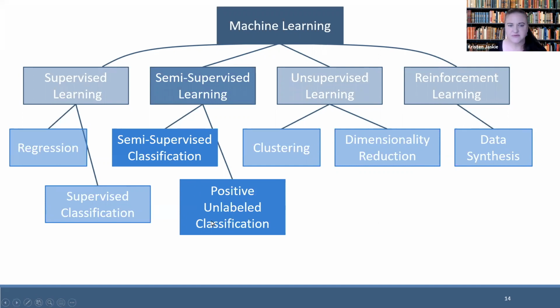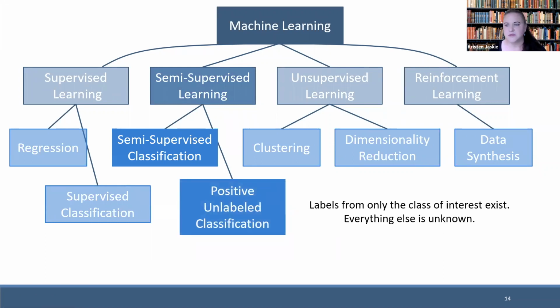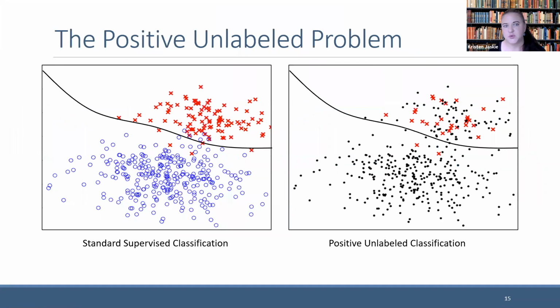We call this positive unlabeled because we have some positive labels and a lot of unlabeled data that we want to classify. So we only have some labels from the class of interest. Everything else is unknown. And it turns out this is a very common situation.